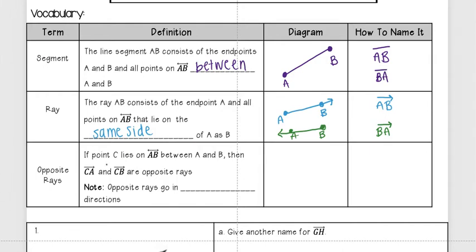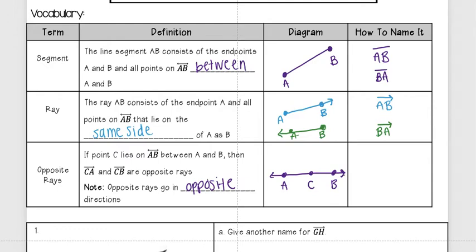Okay, and then we have opposite rays, and that is if point C lies on AB between A and B, then CA and CB are opposite rays. And something to note here is that opposite rays go in opposite directions. So that was kind of wordy, so it helps to just see a picture. So if I were to have this line right here, here is what illustrates what's said in words here.